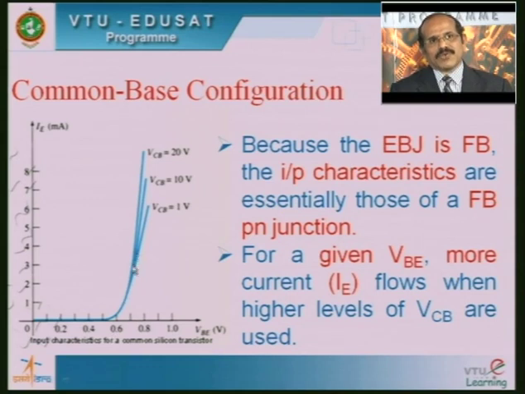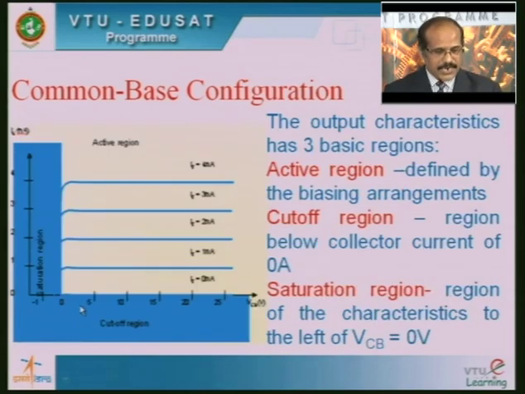Therefore, the input characteristics of the common base configuration are almost similar to those of a forward biased PN junction. Here you can see that until VBE, the input voltage, becomes equal to the cut-in voltage, the current will be 0. When VBE exceeds the cut-in voltage, which as you know is 0.7 volt in case of silicon transistors and 0.3 volts in case of germanium transistors, the current starts flowing through the transistor. Another point you can note is that for a given VBE, more current flows when higher levels of VCB are used. If you want to know this particularly, let us see.